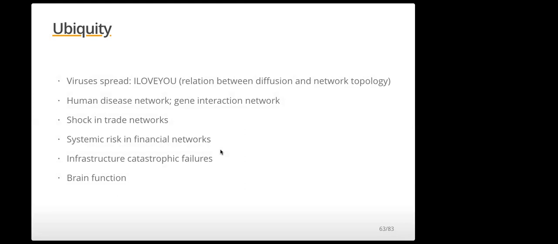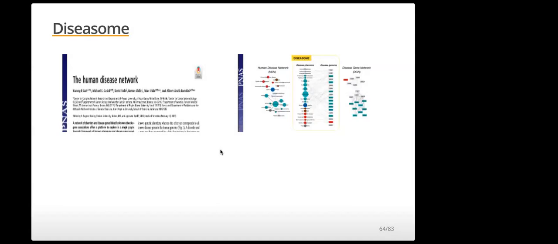And when trade gets into shock, say the war in Ukraine introduced a shock in the trade network. There are systemic risks in financial networks, and we're all witnessing the effects of them. There are infrastructural catastrophic failures, like when the full power grid fails, or like epilepsy in the brain. You also started seeing the flourishing of the human disease network, where there are links between phenotypes and genotypes, and you see how diseases affect each other in what we call the disease zone.